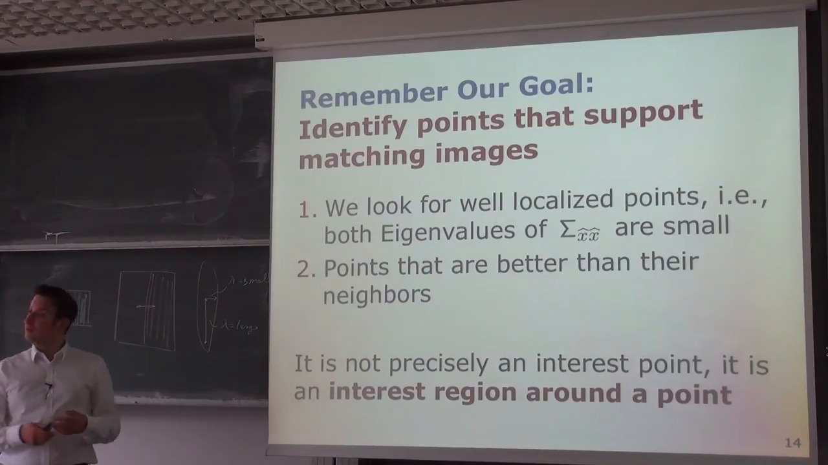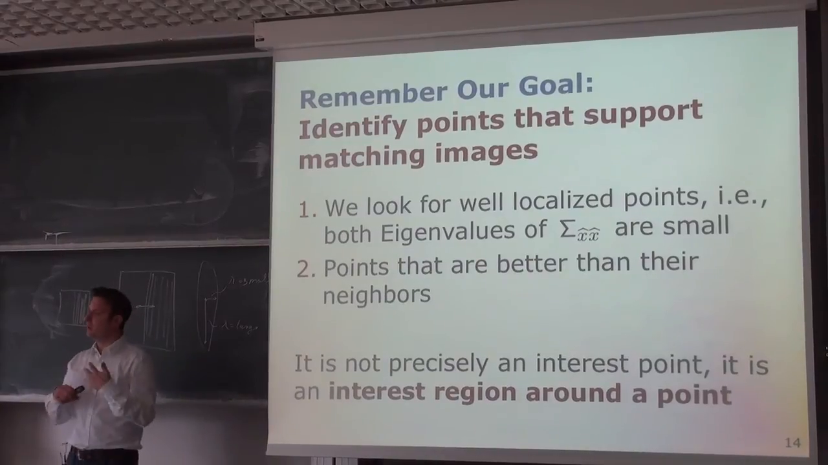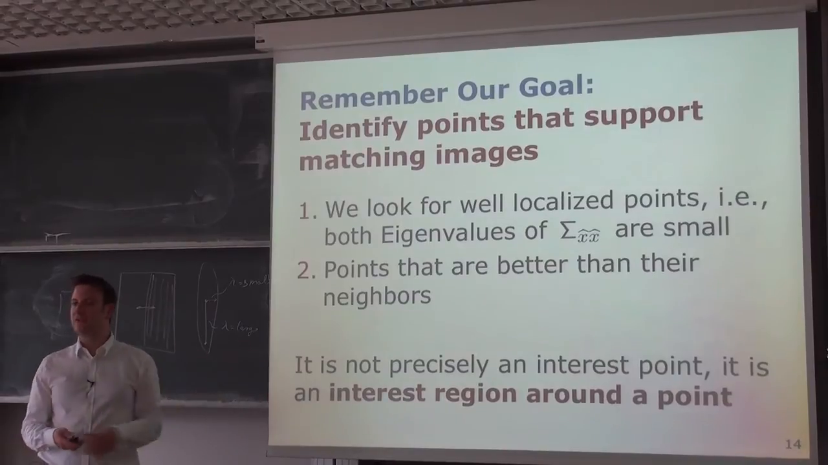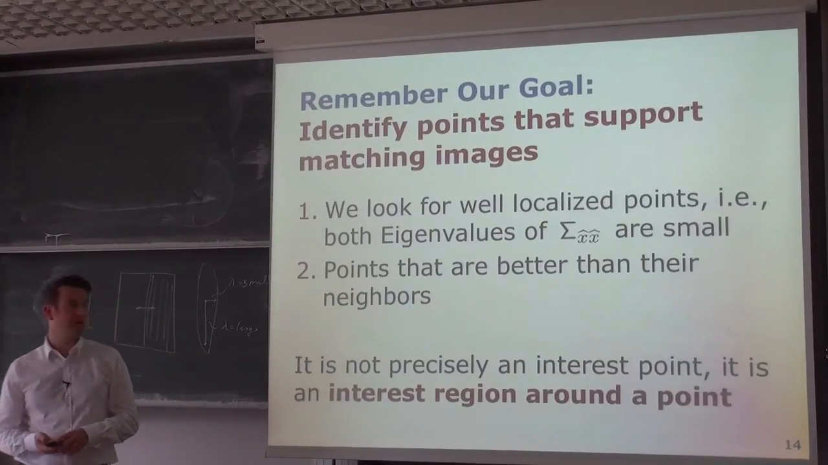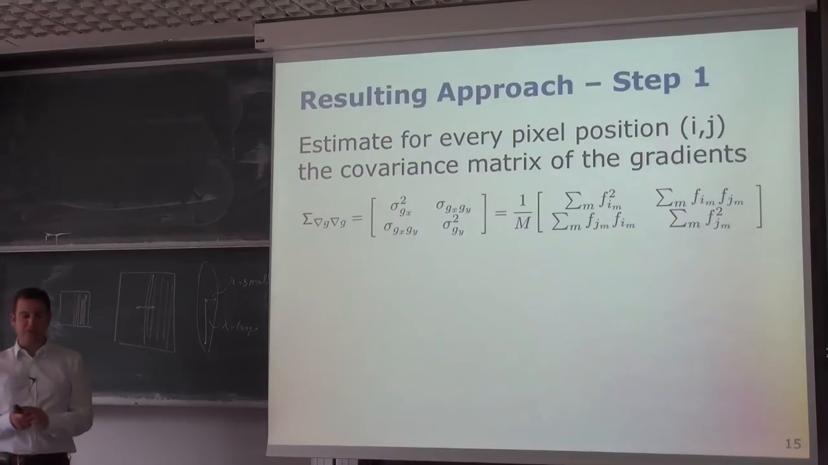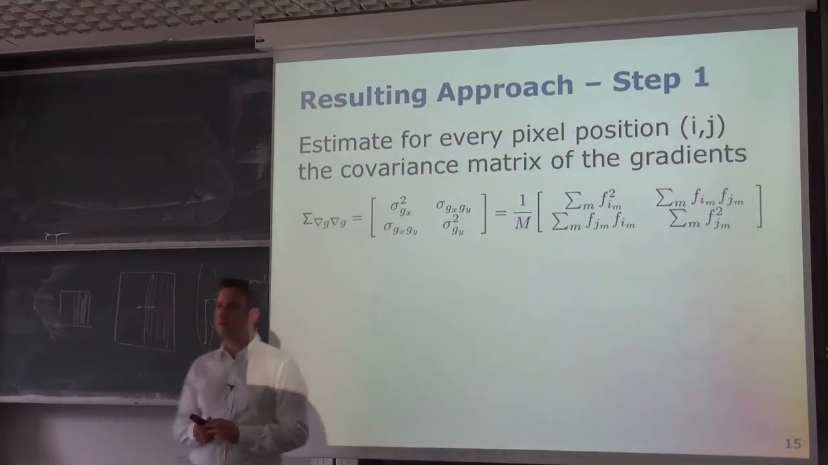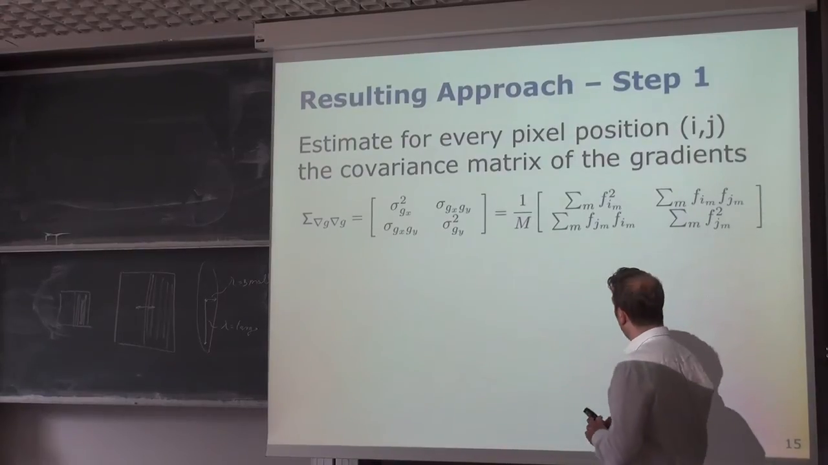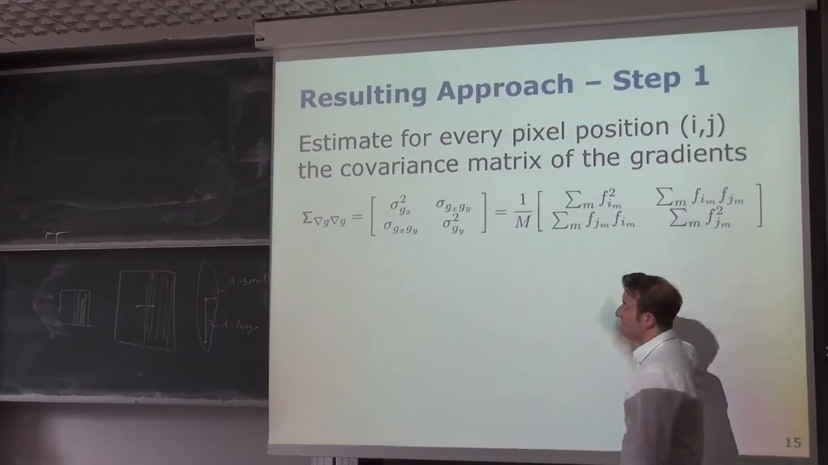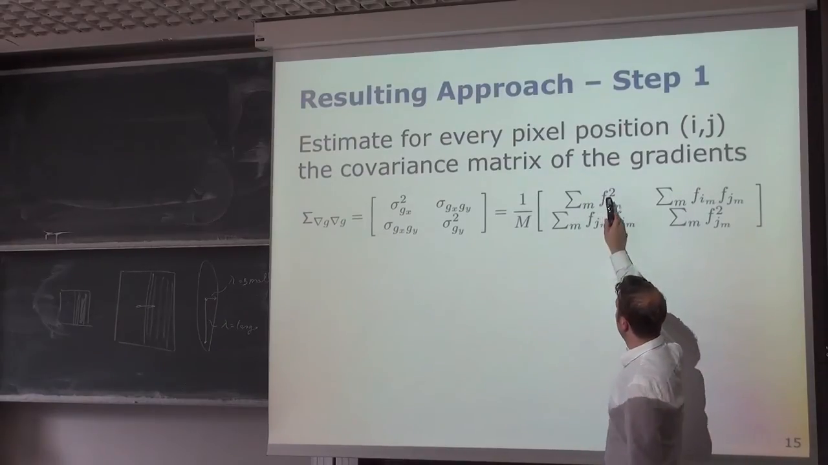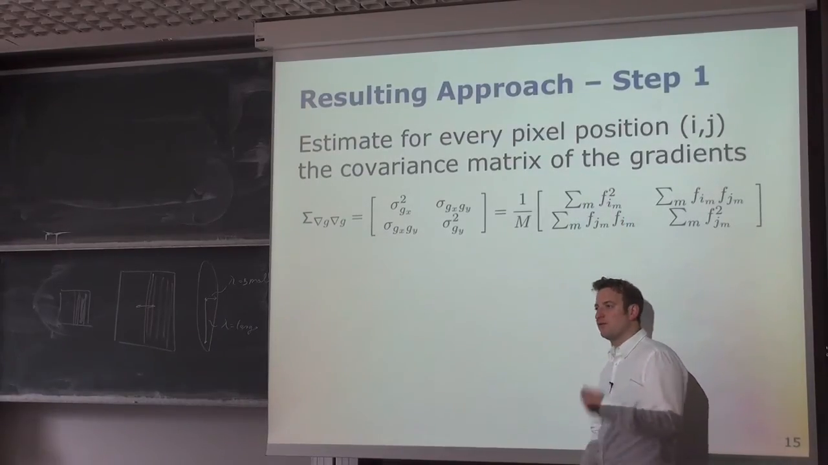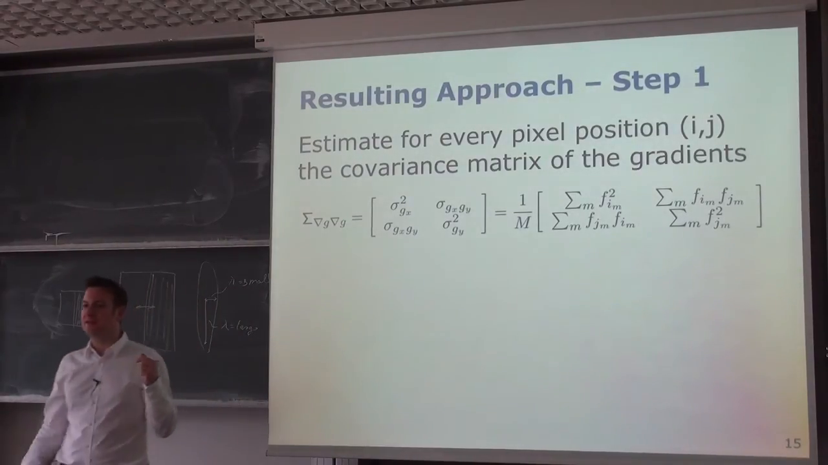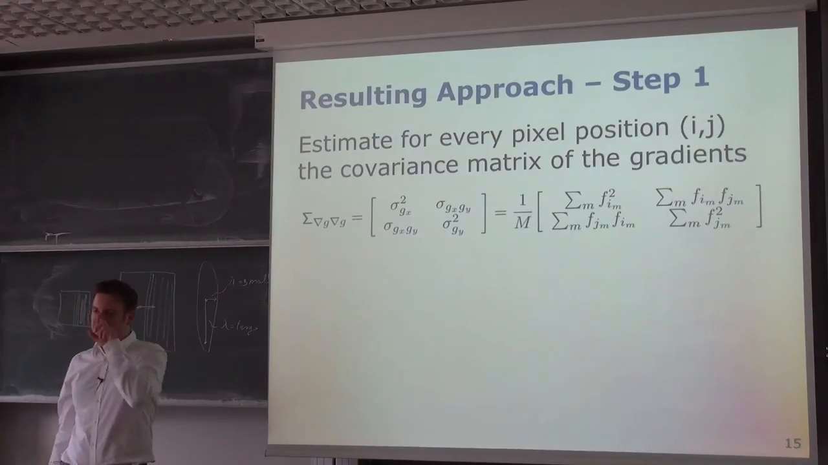Okay, what we can now do based on this, we can simply write down an algorithm on how we actually extract those distinct points. The first thing we do is we compute the covariance matrix of the gradients. What this involves is computing those elements over here, which first involves computing the gradients. So for every pixel location, we need to compute the gradient in the x direction as well as in the y direction.